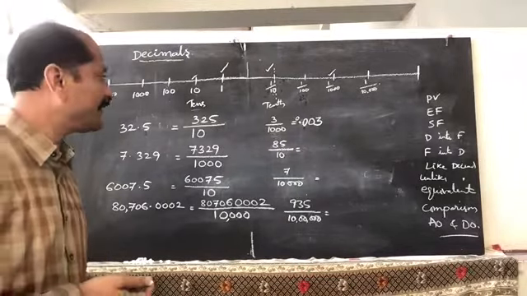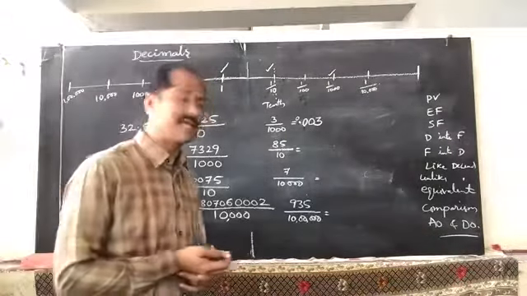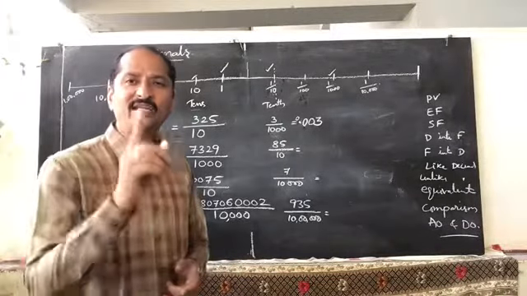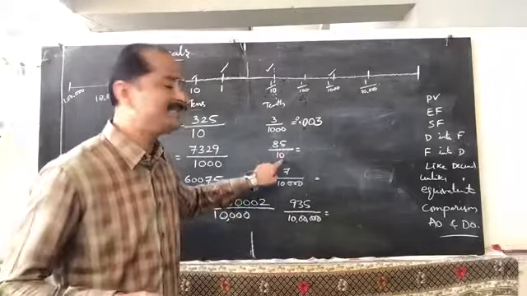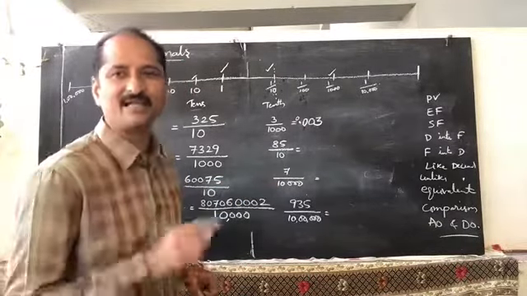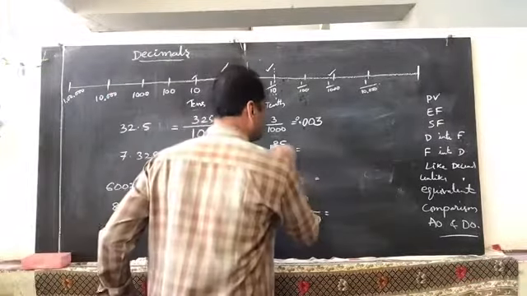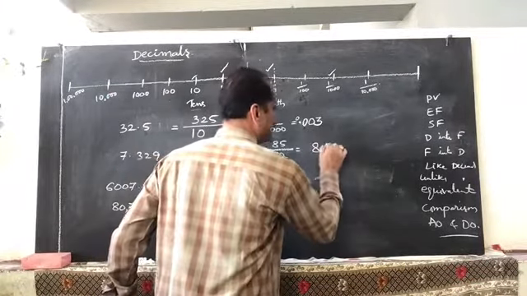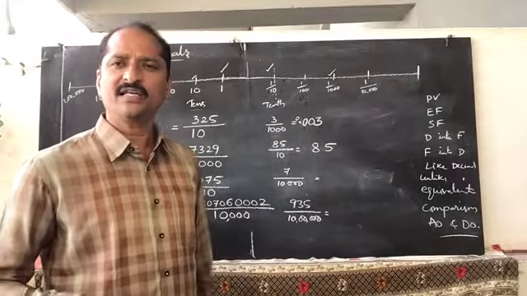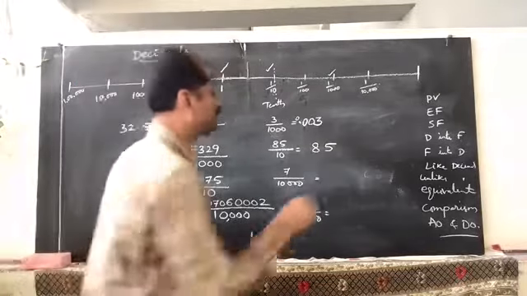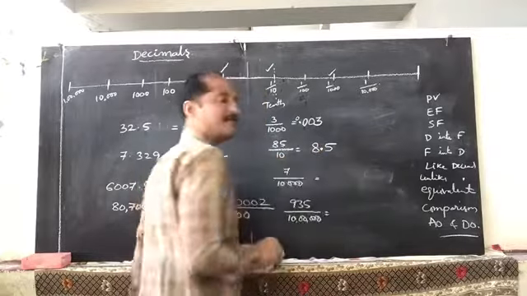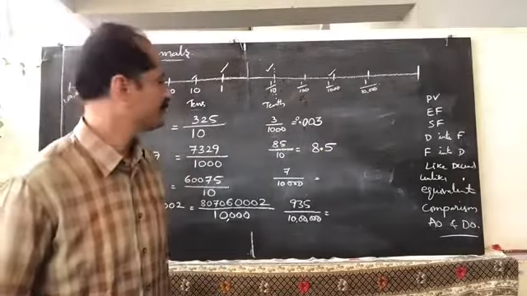Now 85 by 10. How can you write 85 by 10? One digit should be in the decimal part, because we only have the 10th place. So the decimal part should have one digit. First write down the numerator as it is, 85. The decimal part should contain 1 digit, so from the right side put 1 digit in the decimal part. So that becomes 8.5.